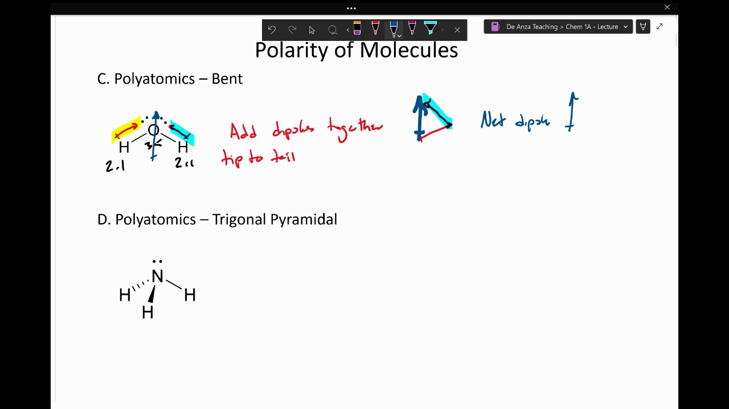And so we can also draw it here, where it goes basically from the midpoint of the two hydrogens and points up towards the oxygen, because the left to right nature cancels out, but the up nature adds together here. And then we have something like ammonia, which is trigonal pyramidal.